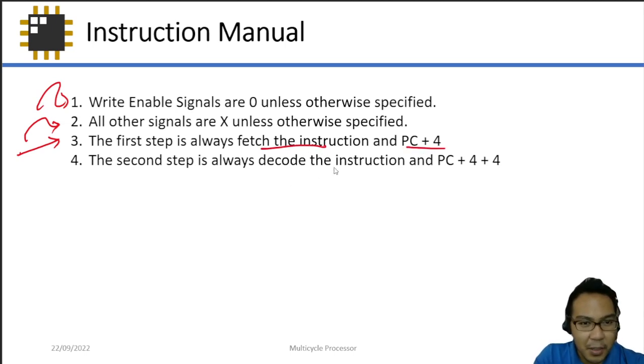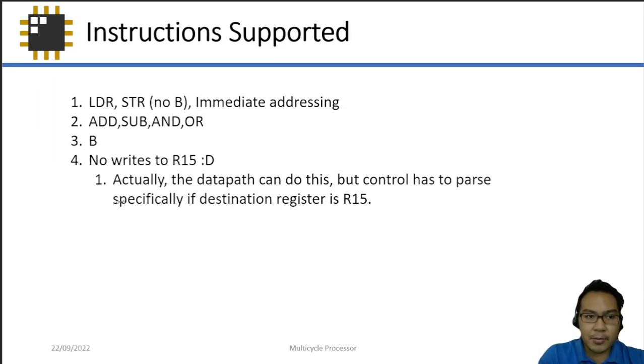The second step is always to decode the instruction for any instruction, and you calculate PC plus 4 plus 4. Why do we calculate PC plus 4 plus 4? Remember, we had 2 adders in the single cycle processor. One was calculating PC plus 4 and one was calculating PC plus 8 from PC plus 4. So now the second step is to reuse the ALU again to calculate PC plus 8 to write it into register 15. And also, here are the instructions supported by this data path.